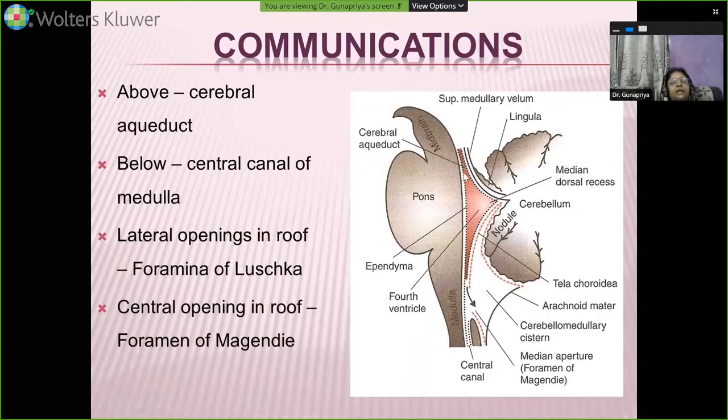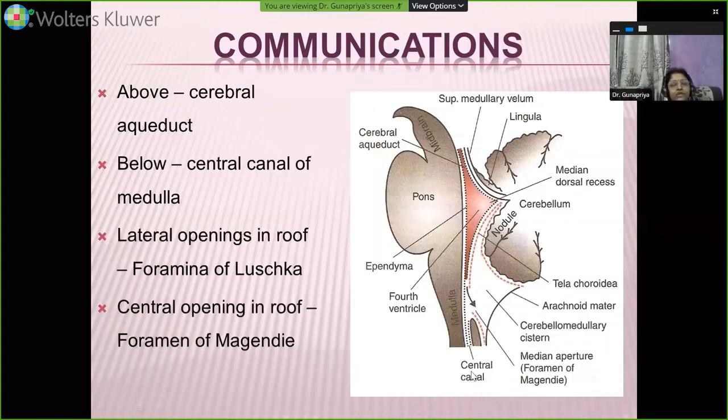Cerebral aqueduct is the cavity that we saw in the midbrain. When we saw the sections of midbrain, we found a small cavity there known as cerebral aqueduct, surrounded by periaqueductal gray. That cerebral aqueduct of Sylvius is the one with which the fourth ventricle communicates above. Below, it is continuous with the central canal of medulla oblongata. So fourth ventricle communicates above with cerebral aqueduct and below with the central canal of medulla oblongata. Laterally, there are openings in the roof of the fourth ventricle known as foramina of Luschka.